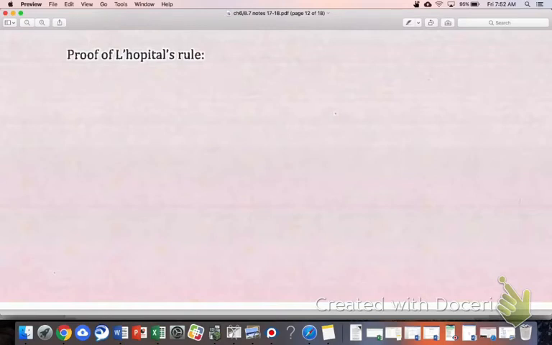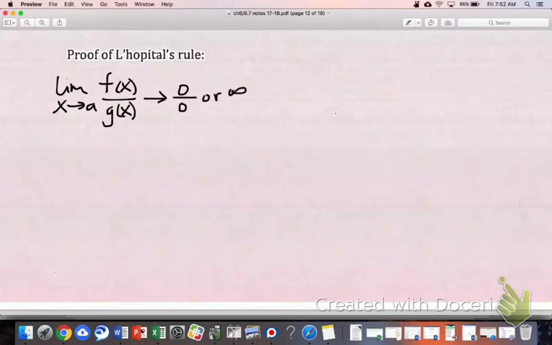Okay, so here we go. Check it out. So, if you start off with some question like this, limit as x goes to a of f of x over g of x, and you try to apply the limit, and as you apply the limit, you end up with this, or perhaps this. This means that the conditions for L'Hopital's rule have been met, and you can try to proceed with L'Hopital's rule, and here would be a possible proof of this.